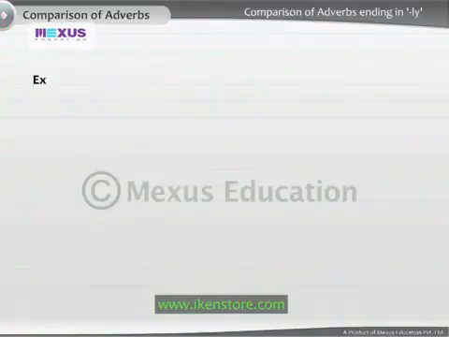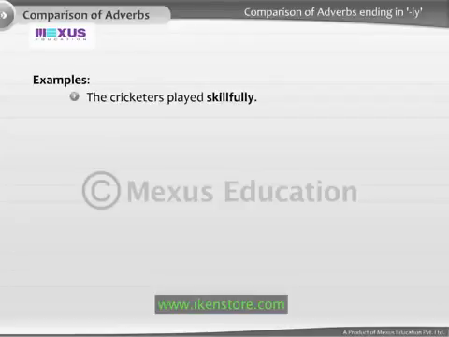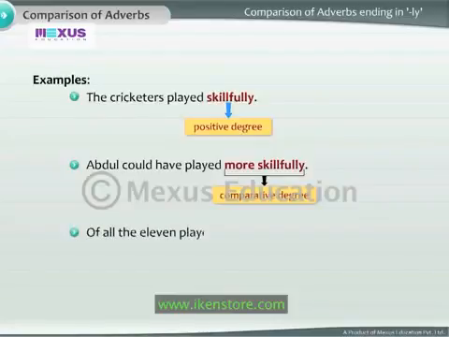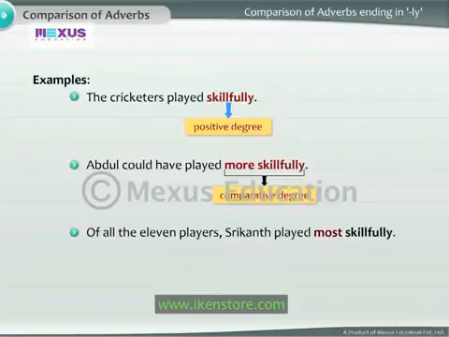Consider the next set of examples. The cricketers played skillfully. In this example, skillfully is the positive degree of adverb. Abdul could have played more skillfully. In this example, more is added to the adverb skillfully to form the comparative degree more skillfully. Of all the 11 players, Shrikant played most skillfully. In this example, most is added to the adverb skillfully to form the superlative degree most skillfully.